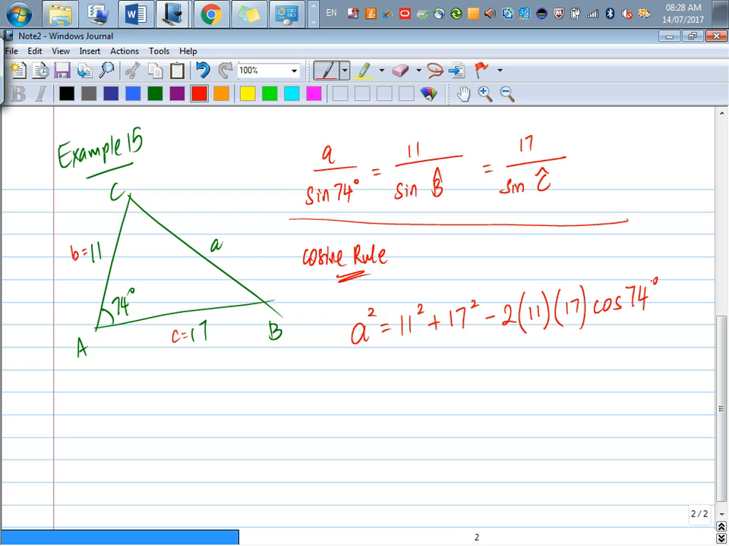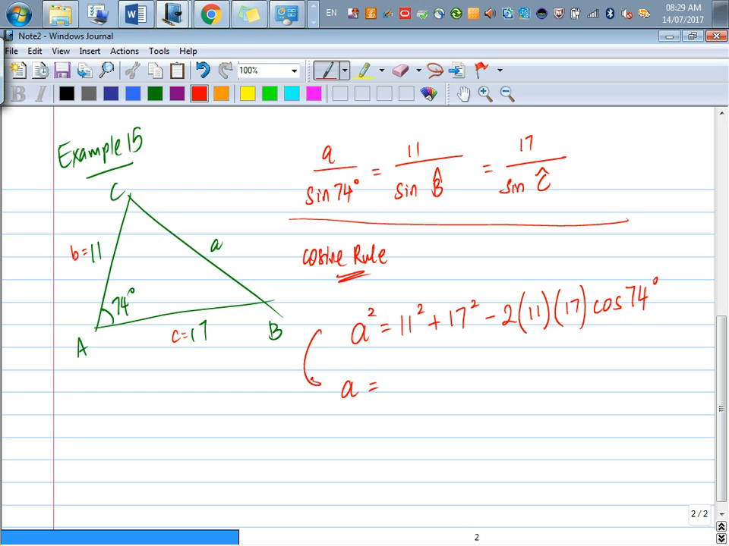Do you see it? Right now, I have an equation based from the cosine rule. And I only have one unknown. That is your a squared. So I'm sure I can make a the subject. Okay? So let us calculate. Let us try to find out a. a will be equals to, I have a squared equals so many things. So what is a equals to?